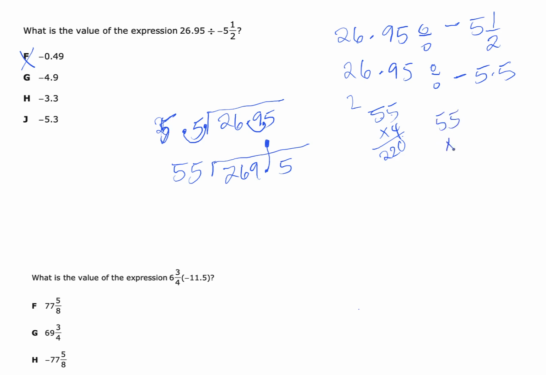55 times 5. 5 times 5 is 25. 5 times 5 is 25 plus 2 is 27. So the 4 is the better choice. So here's your 4. And then you have your 220.